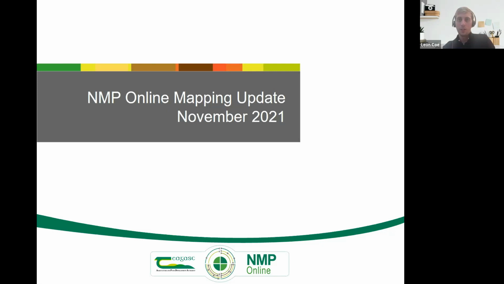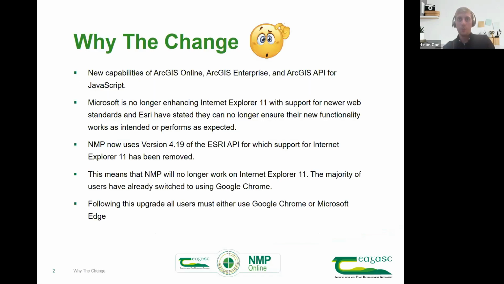Just, you might be wondering why we had to change from the old system to the new. So the NMP was using software called ArcGIS Online, ArcGIS Enterprise, and ArcGIS API, along with JavaScript. All these now have new capabilities. So Microsoft was no longer enhancing Internet Explorer with these upgrades to support the new web standards, and therefore we couldn't ensure the performance of the mapping.